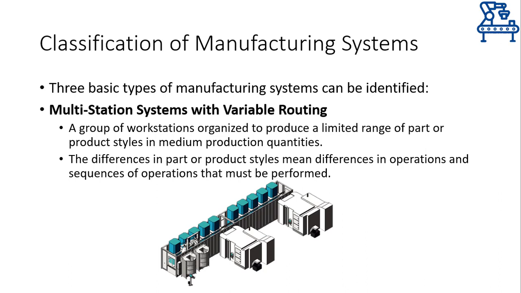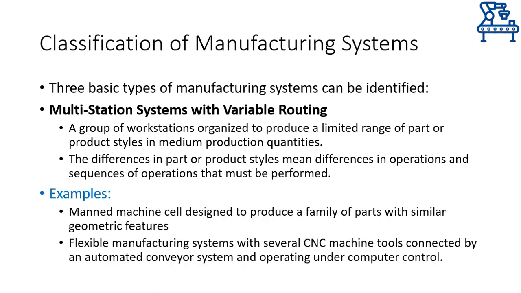Basically, these are the manufacturing systems that qualify under the definition of flexible manufacturing systems. We will have a detailed discussion on such systems in a later lecture. Examples of such systems may include manned machine cells designed to produce a family of parts with similar kinds of geometric features, or several CNC machine tools connected through an automated conveyor system and controlled by a computerized controller.